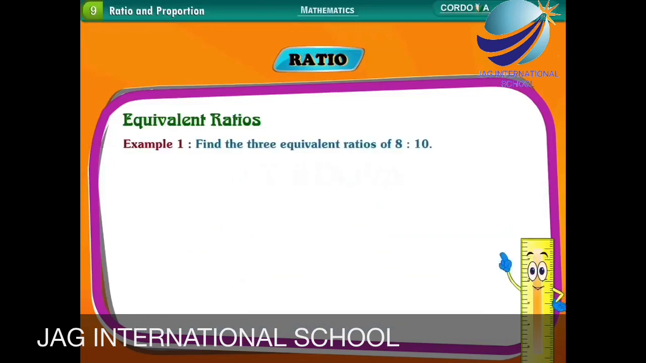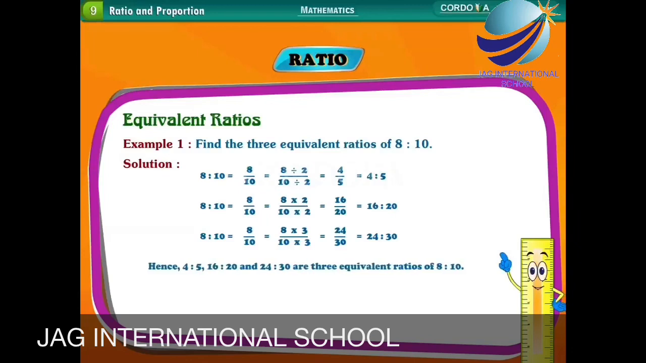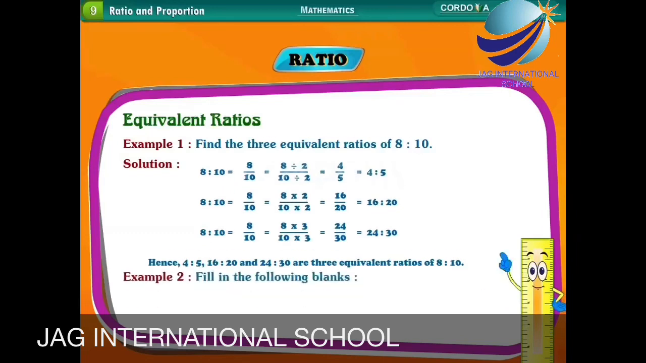Example 1. Find three equivalent ratios of 8:10. Solution. 8:10 is equal to 8 upon 10 is equal to 8 divided by 2 upon 10 divided by 2, which is equal to 4 upon 5, which is equal to 4:5. 8:10 is equal to 8 upon 10 is equal to 8 into 2 upon 10 into 2, which is equal to 16 upon 20, which is equal to 16:20. 8:10 is equal to 8 upon 10, which is equal to 8 into 3 upon 10 into 3, which is equal to 24 upon 30, which is equal to 24:30. Hence, 4:5, 16:20 and 24:30 are three equivalent ratios of 8:10.